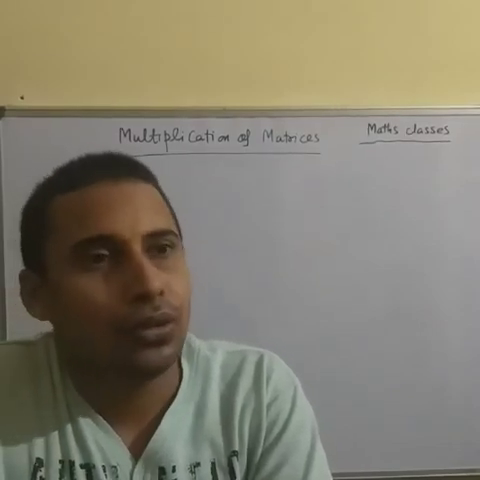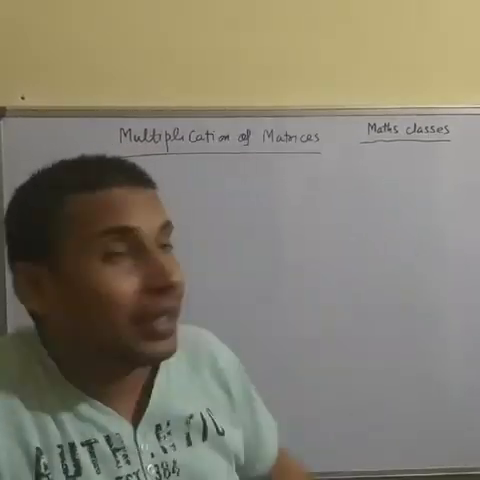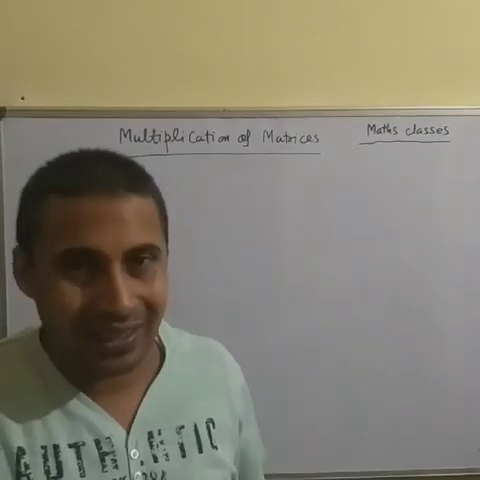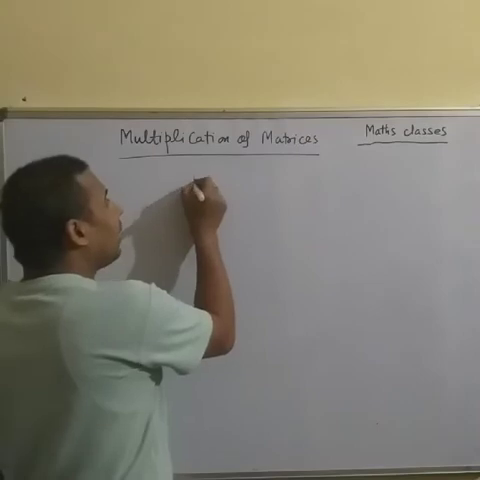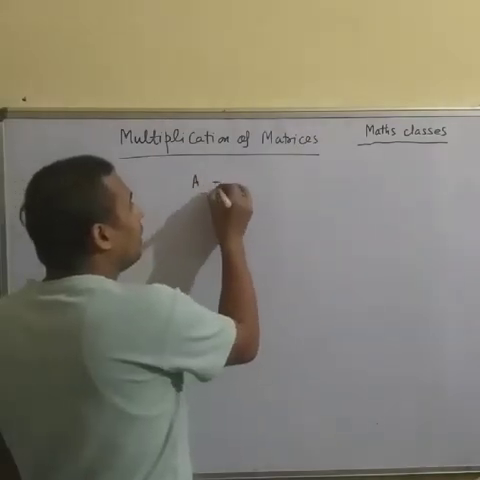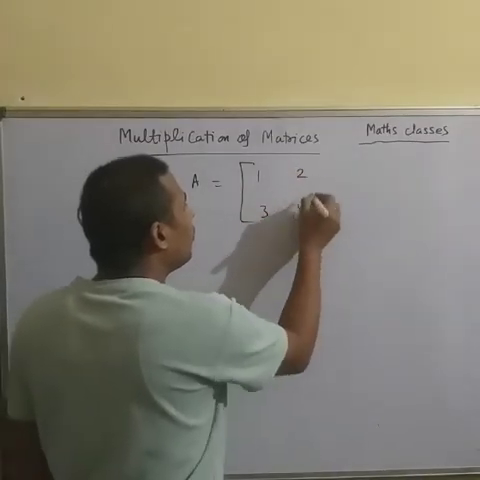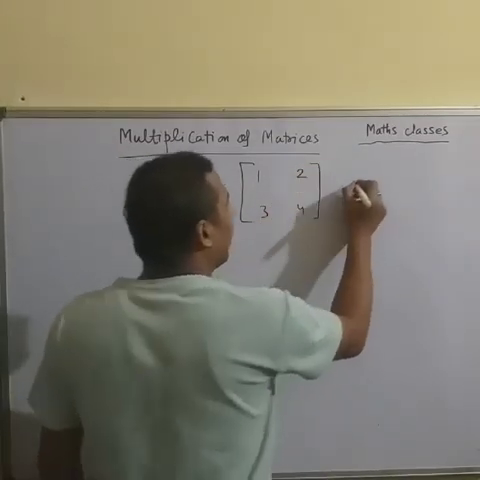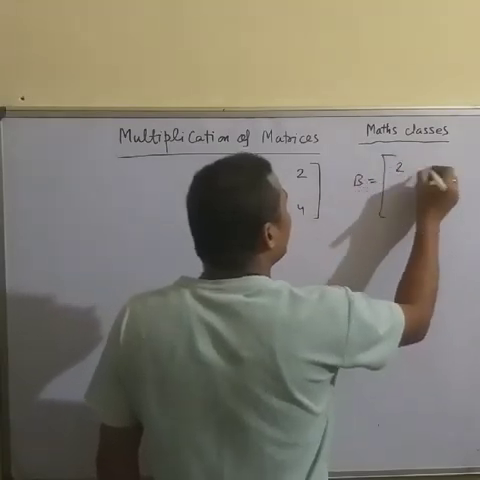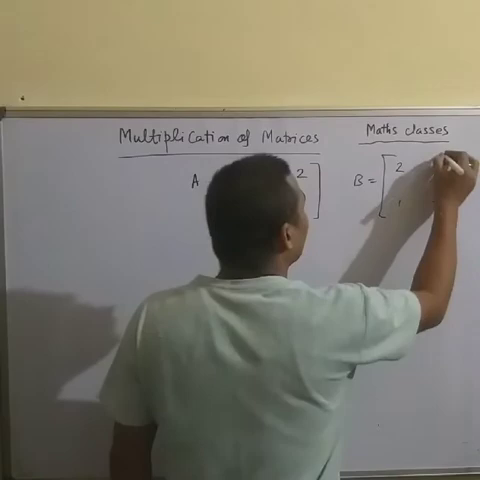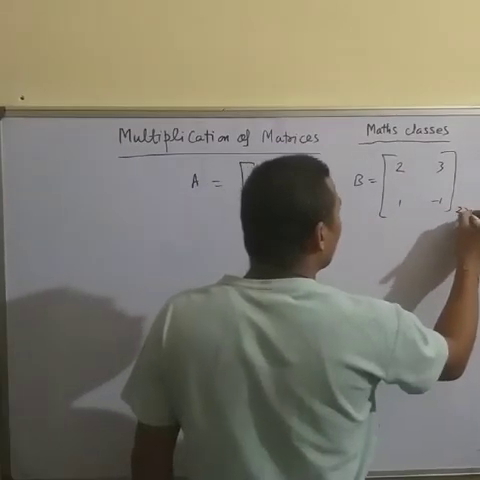Now come to the point. What is my point? The point is multiplication of the matrices. Let's start. Suppose that A is any matrix 1, 2, 3, 4, and B is any matrix 2, 3, 1, minus 1. What is the order? 2 cross 2, and this is also 2 cross 2.